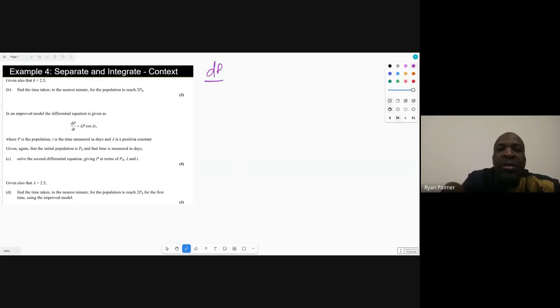So in this example, we continue on the back of the result from the earlier part of this same question. So we know that if dp/dt is equal to kp, then this implies that p is equal to p naught, the initial population, times e to the kt. And this is a popular result that if we memorize it, it should be useful.